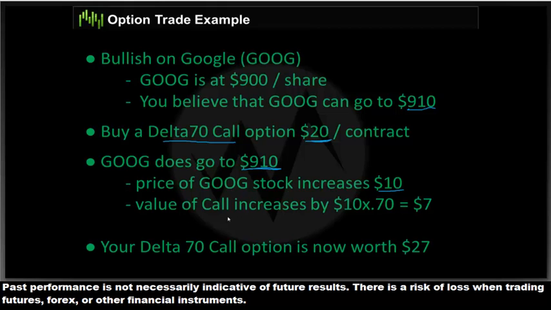Now you check your Delta 70 call that you purchased, and you see that the value of that call has increased by a factor of $10 times 0.70. This is where the Delta 70, or those other decimals, came into play. So the value of your call has increased by $7. Now your Delta 70 call is trading at $27. That is a 35% return on an investment that you made earlier this morning. And that is a very good example of the power of leverage we have with options on stocks.